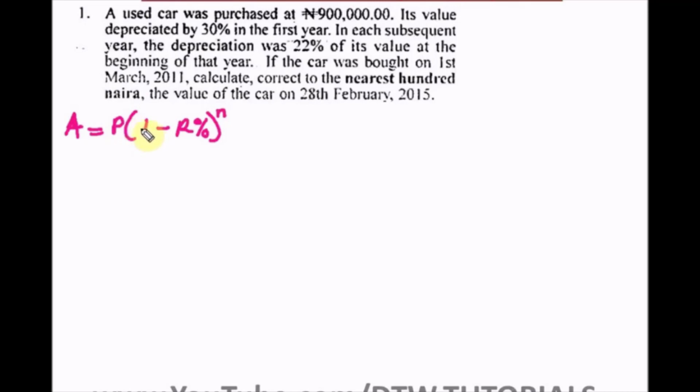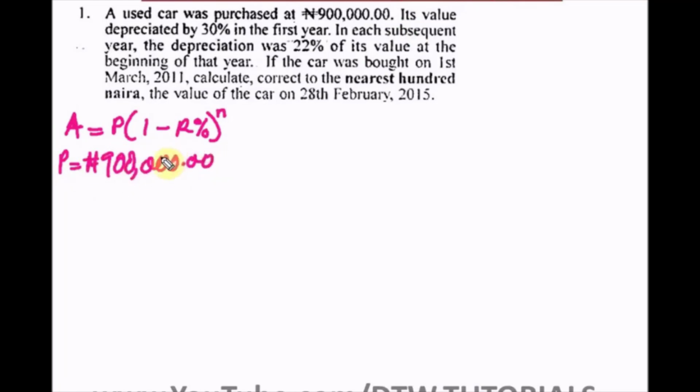If you remember the formula for finding compound interest amounts, you will notice that there's a plus there. It's a plus because that is interest being compounded, but this is depreciation, which is reducing. That's why we have a negative sign. So this is the formula we're going to use in our question. So how do we solve this now? We know our principal is 900,000 naira.